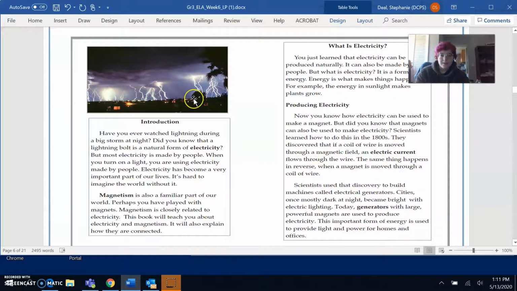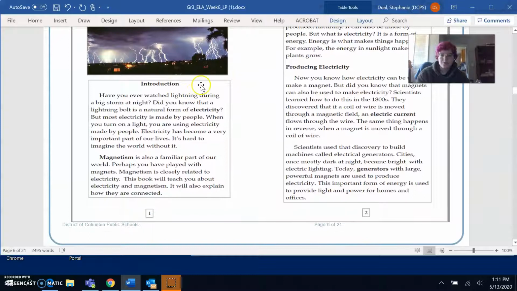First we can look at the photograph, and in this photograph I see a lightning storm. I see dark clouds and I see a lot of lightning going down to a town. Introduction. Have you ever watched lightning during a big storm at night? Did you know that a lightning bolt is a natural form of electricity? But most electricity is made by people. When you turn on a light, you are using electricity made by people. Electricity has become a very important part of our lives. It's hard to imagine the world without it.